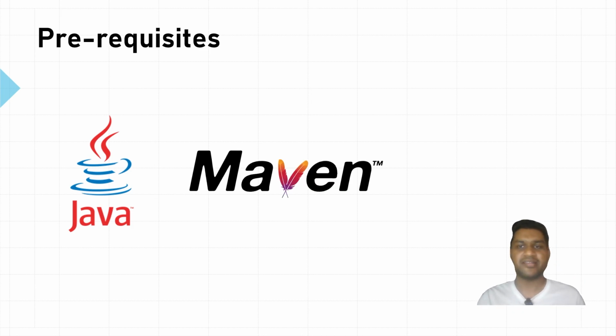Then the next thing is that you should have an idea of Maven. Now, why is Maven required here? Because here I will be making use of Spring AI. Spring AI will be making use of Spring Boot.